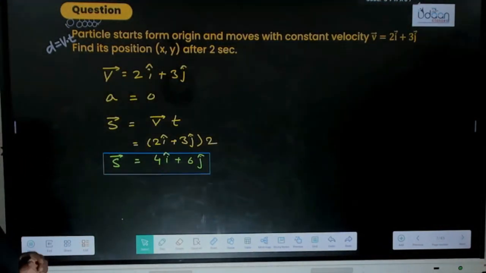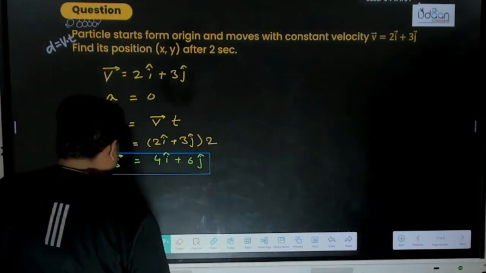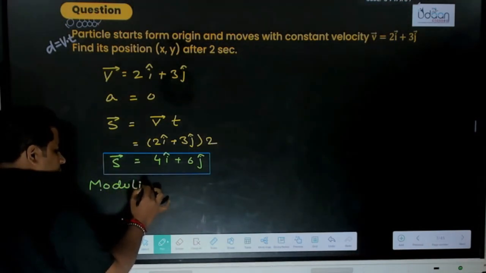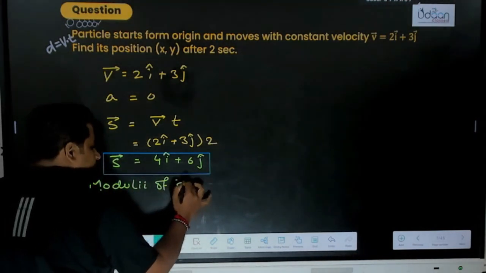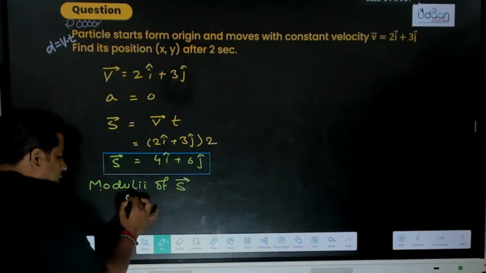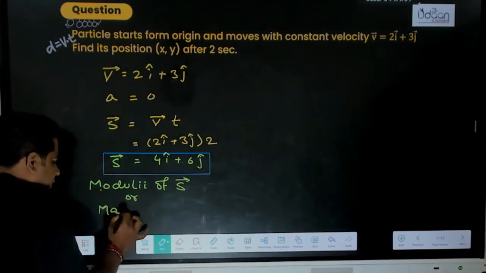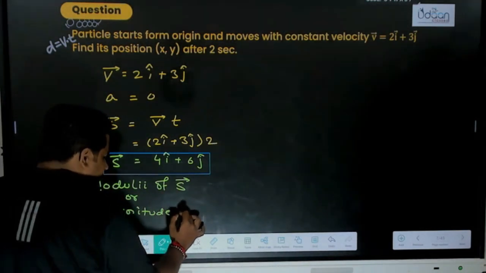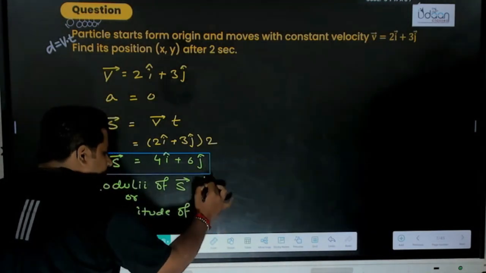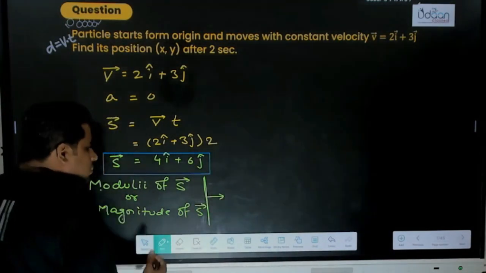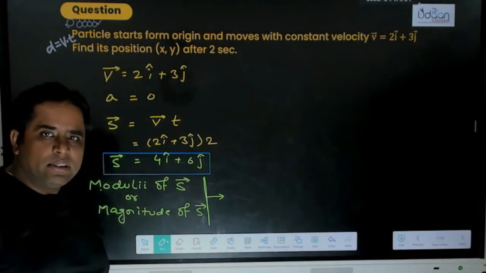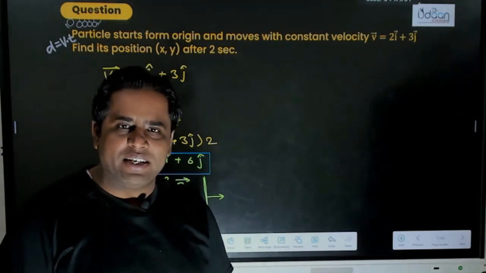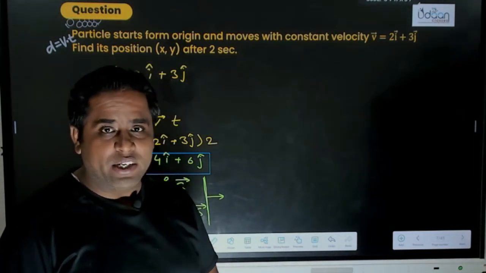It is in the form of vector. So if the question demands to find out the moduli of the displacement vector, or otherwise if they ask you to find out the magnitude of the displacement vector, what will you be doing? Are both asking for the same thing? Definitely yes, because moduli or the magnitude both give you the same condition, and ultimately we need to find out the magnitude, right?